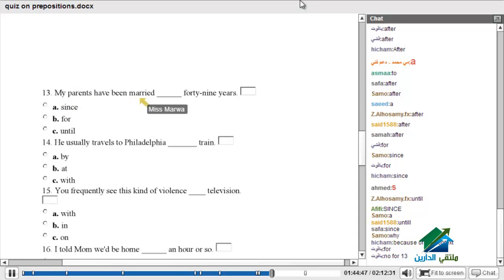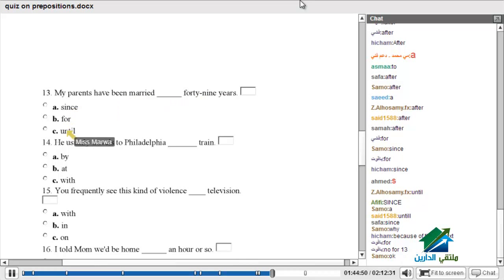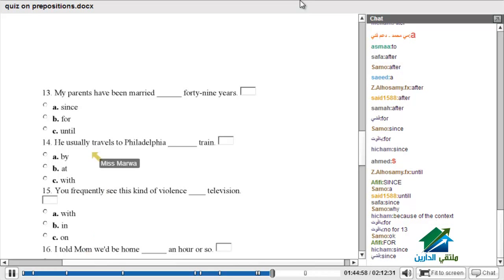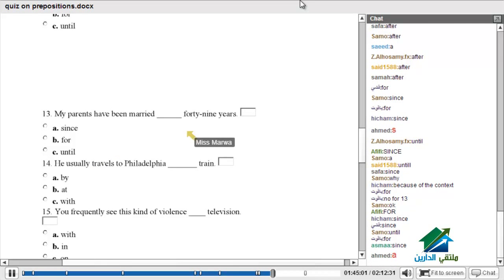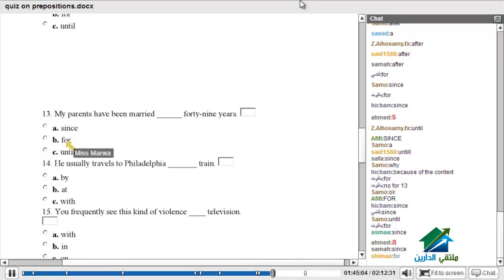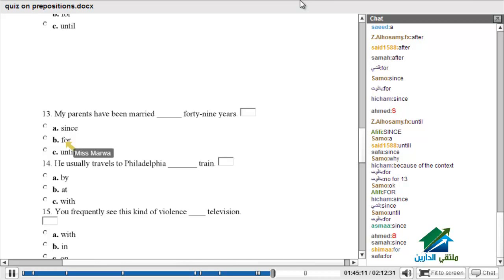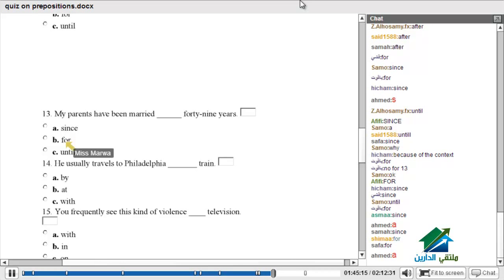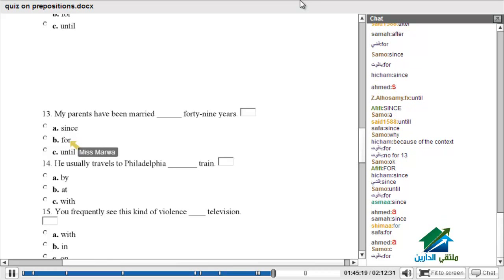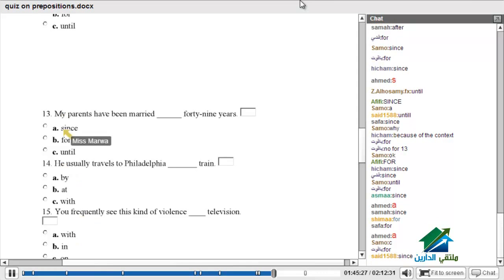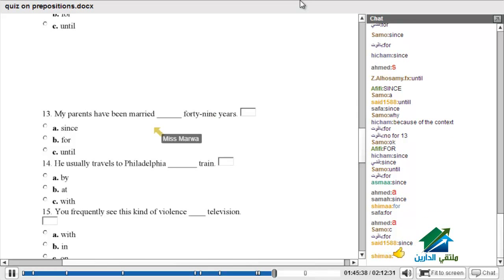My parents have been married for 49 years. Since, for, until. Number 13. Since, for, until. You chose everything. For. This is the right answer. We have a certain number, 49 years. Something specific, guys. It's okay. That's what I told you about. Something specific. Yes, very good.